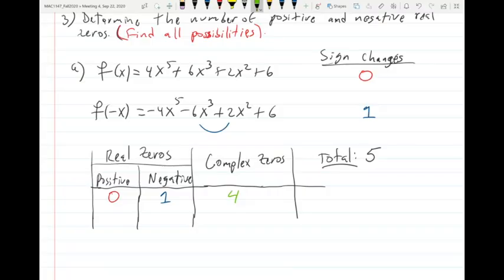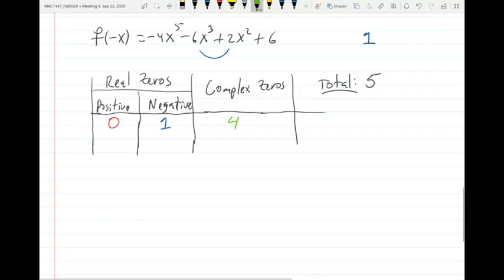So this polynomial, if you want to work with it, you know that it's only going to have 1 real zero. This zero is going to be negative, and the other guys are complex. So good luck. This would be a hard polynomial to work with. To find those 4 complex zeros would be hard.